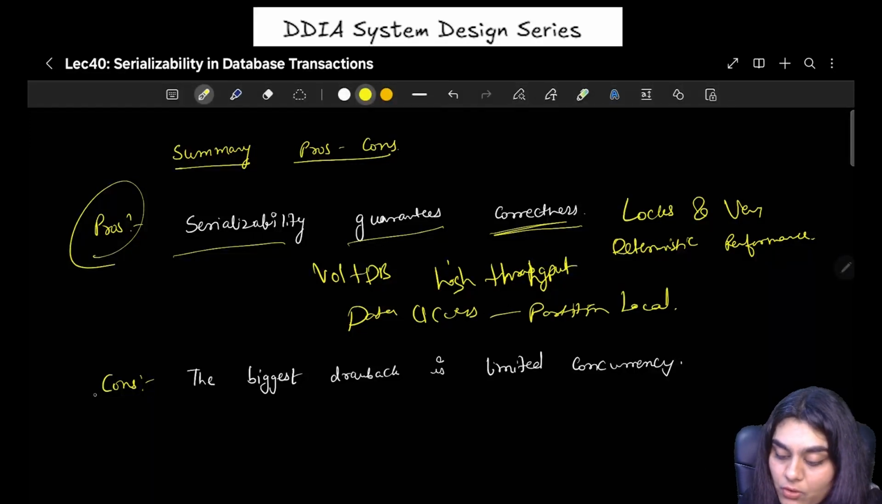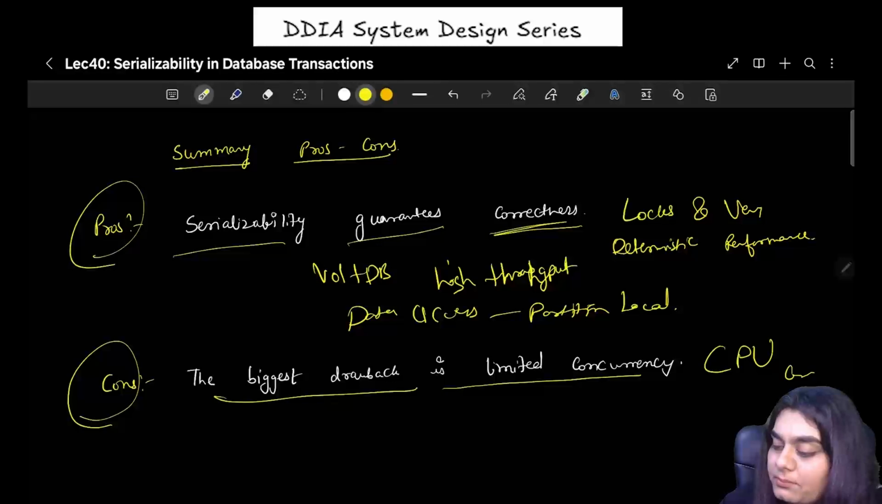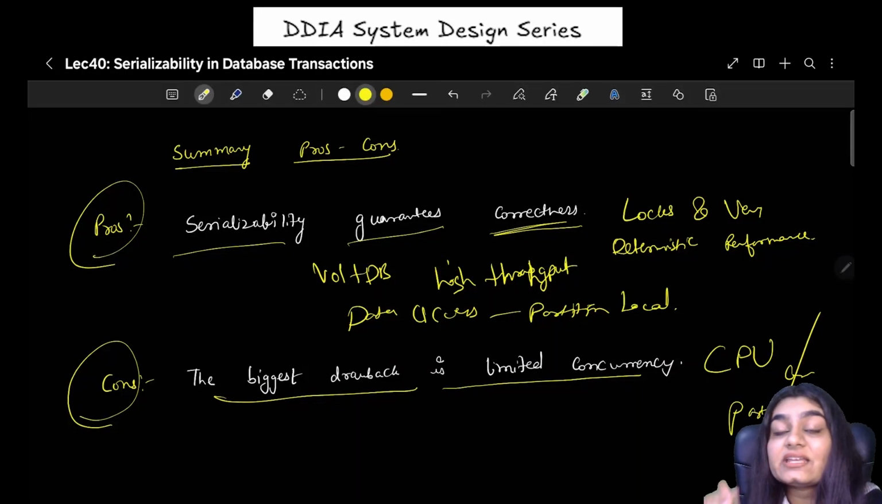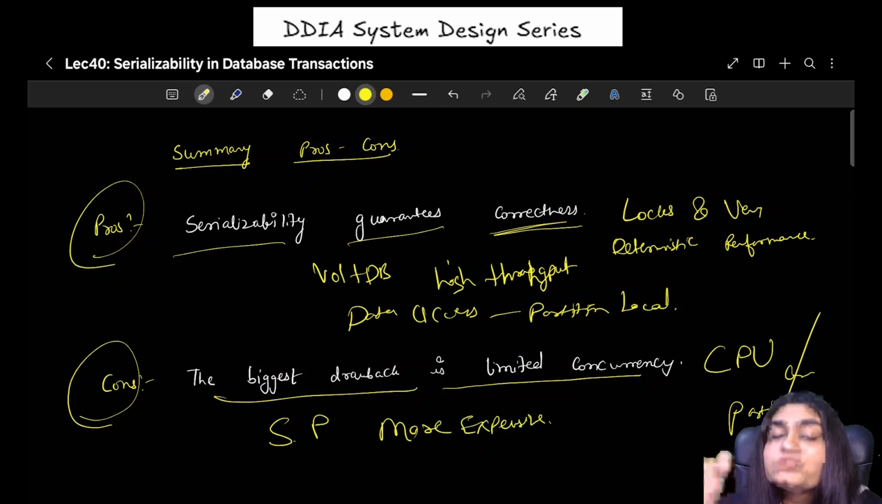Okay, now let's talk about the cons. The biggest drawback is limited concurrency. You are capped at one CPU core per partition. Slow transactions delay everyone, and workloads must fit in memory. Also, you lose the convenience of multi-step interactive transactions. All logic must be in the stored procedure. Cross-partition transactions can work, but they are more expensive. In other words, you trade ease of scaling and interaction for simplicity of consistency.